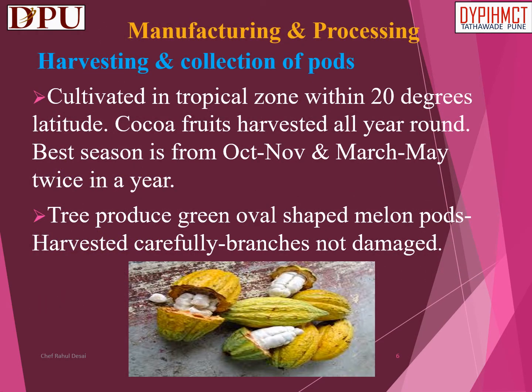Manufacturing and processing. Harvesting and collection of pods: cocoa is cultivated in the tropical zone within 20 degrees latitude. Cocoa fruits are harvested all year round. The best seasons are October to March and May, twice in a year. The tree produces green, oval-shaped melon pods, which are harvested carefully so that the branches are not damaged.